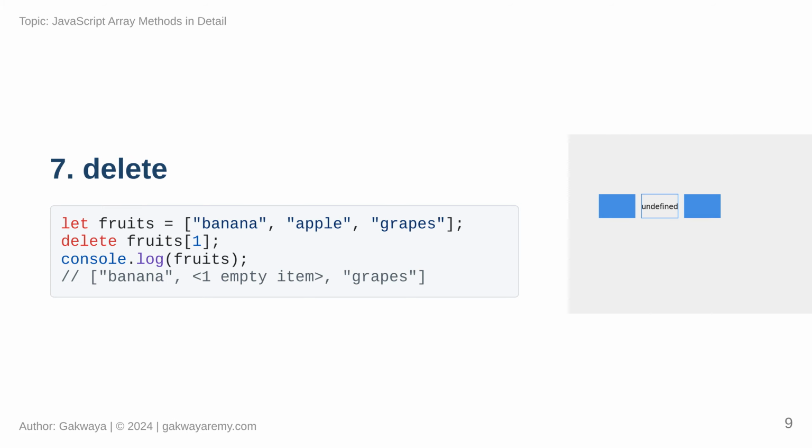The delete operator removes an element from an array but leaves an undefined hole in that position. Unlike other array methods, this is actually an operator, not a method. It's generally not recommended for arrays as it creates sparse arrays. Instead, methods like splice or filter are preferred as they maintain array consistency.